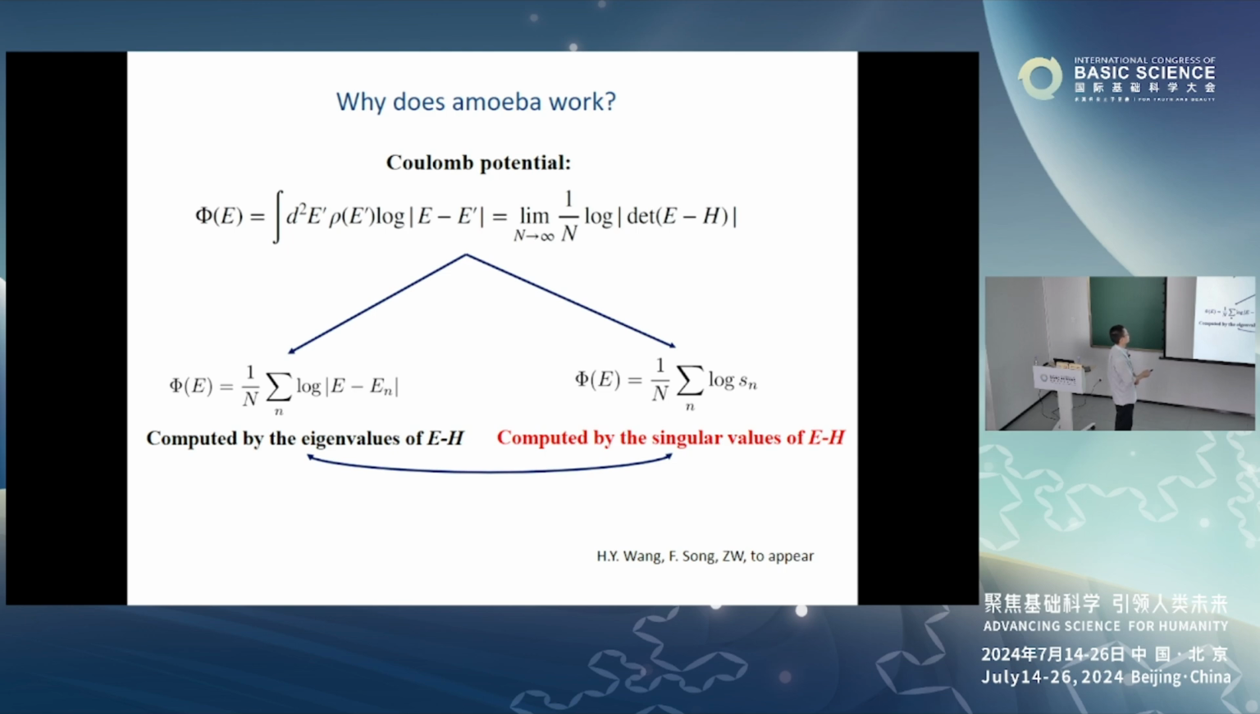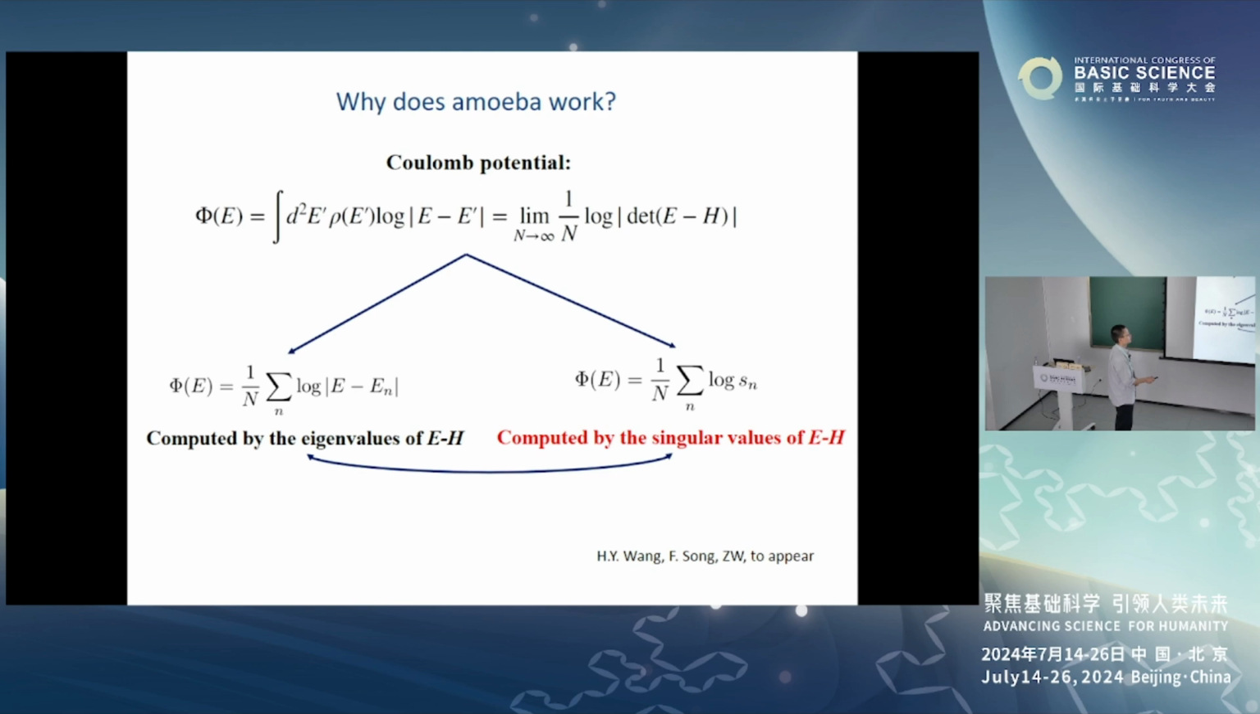It can be expressed in two different forms. One of the forms is based on the eigenvalues of the Hamiltonian. The eigenvalues of E minus the Hamiltonian give us this Coulomb potential, but it can also be calculated from the singular values of this E minus H.